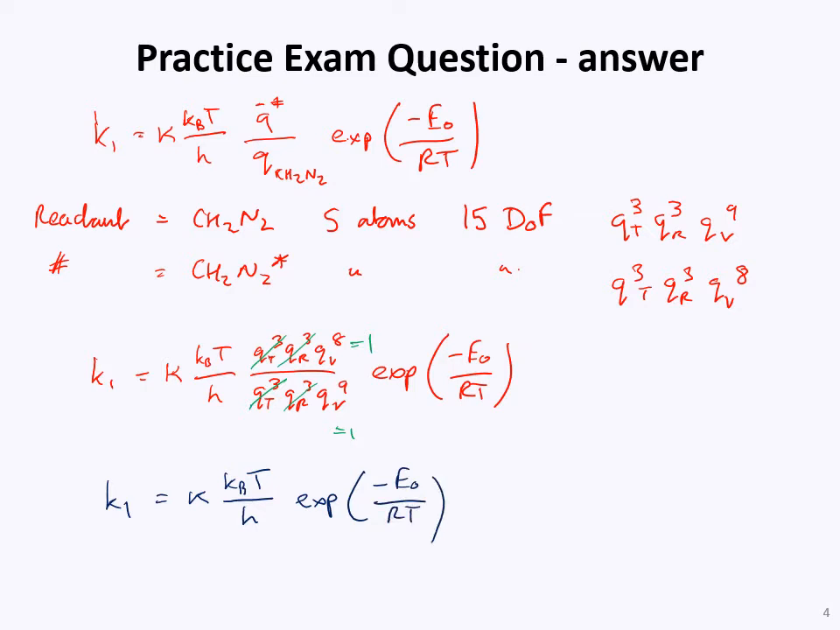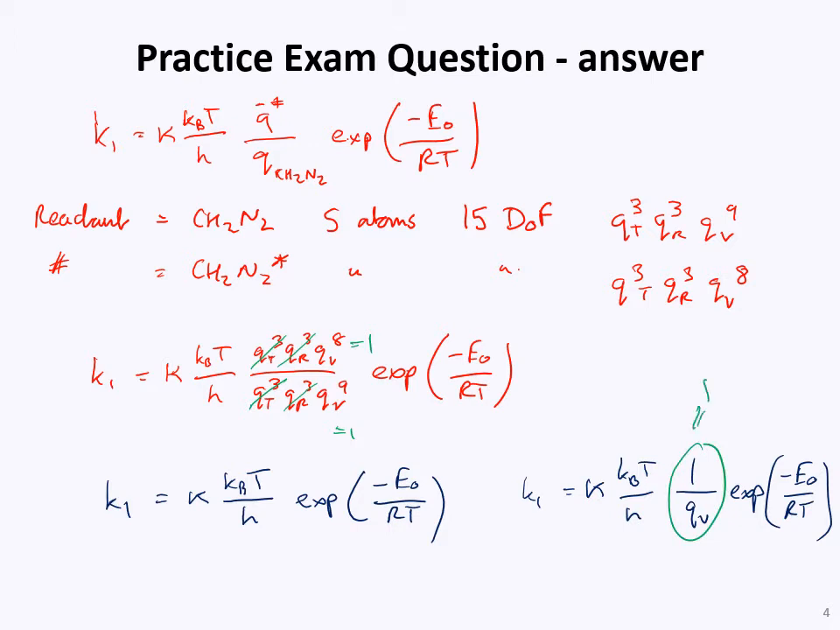Now, another way of writing it would also be k1 is equal to kappa kB T over h, 1 over Q_V, exp minus E naught over RT. Honestly, both of these are valid, because this obviously calls out the fact that our reactants have one more vibration than the transition state. So this is valid, but obviously this part here is going to be equal to 1, so you can basically get rid of it.